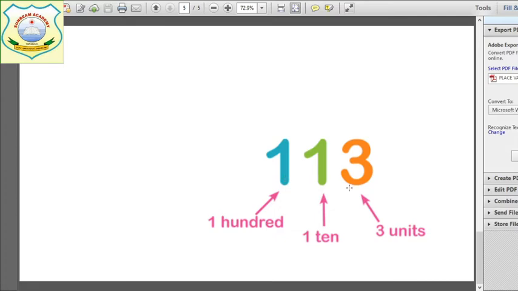Let's revise again. 3 is in ones place. So what is the place value of 3? 3 ones. 1 is in tens place. So what is the place value of 1? 1 tens. 1 is in hundreds place. So what is the place value of this 1? 1 hundreds.